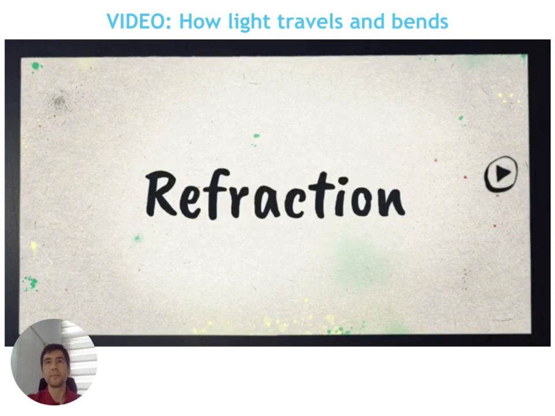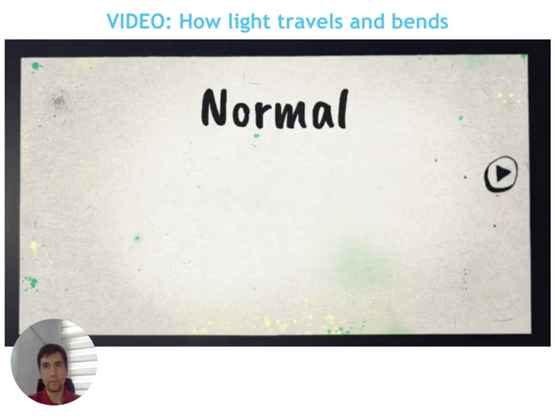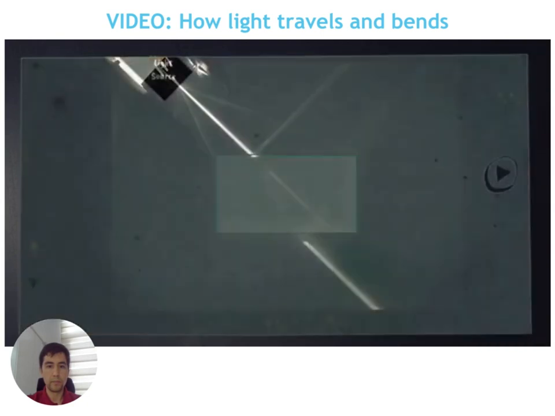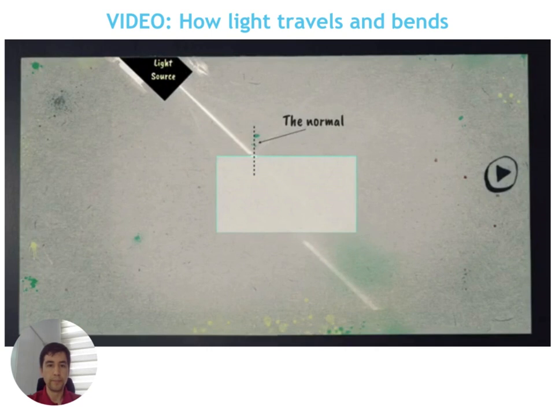Let's consider some of the details of what we're observing. First, you need to understand the word normal. Normal is a word that comes from Latin meaning at a right angle. The normal is an imaginary line at a right angle to a surface. Looking at the ray box setup, here you can see the normal drawn at a right angle to the surface of the plastic block. And when we talk about angles of reflection and refraction, we describe them relative to this line.